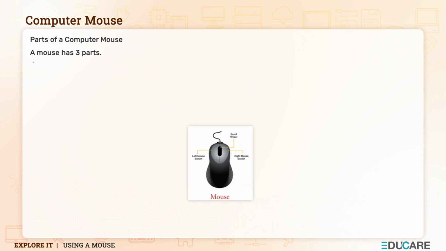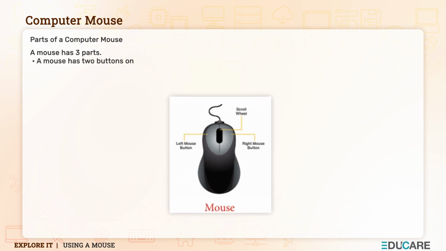Parts of a computer mouse. A mouse has 3 parts. A mouse has 2 buttons on it, left and right. In between these buttons, there is a scroll wheel.